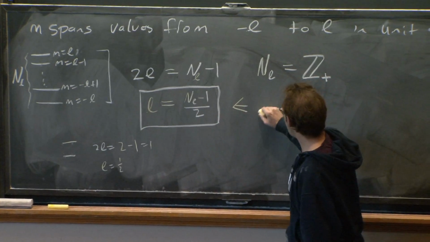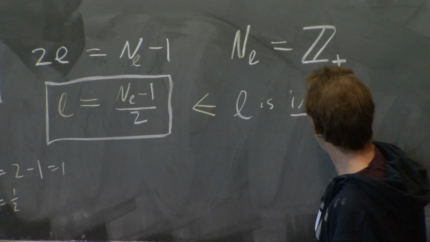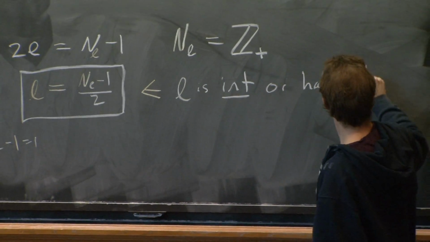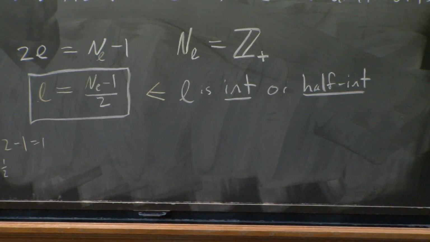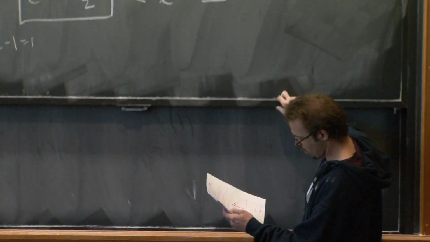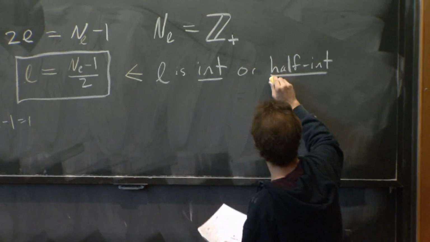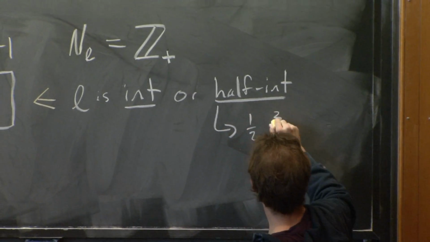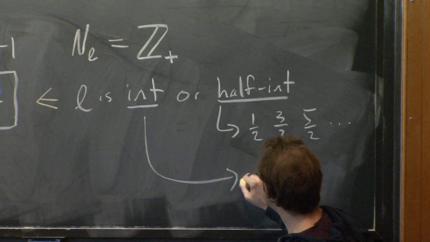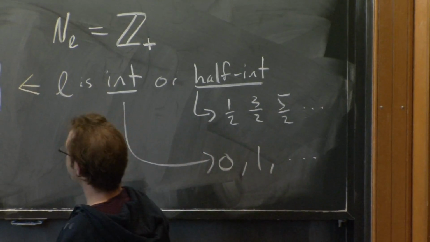So this tells us that L is an integer or a half integer, but nothing else. If it's a half integer, that means 1/2, 3/2, 5/2. If it's an integer, it can be 0. There's nothing wrong with it being 0, but then 1 on.